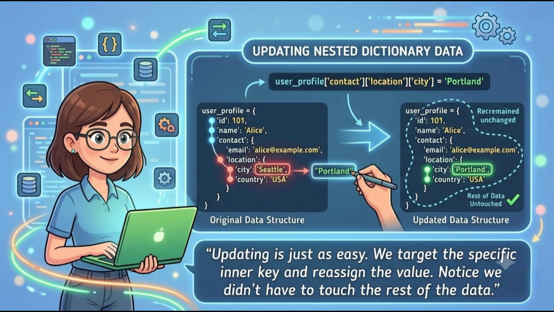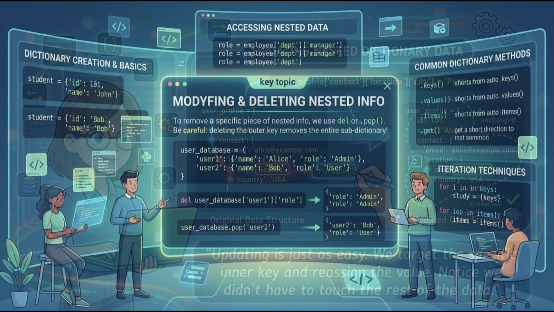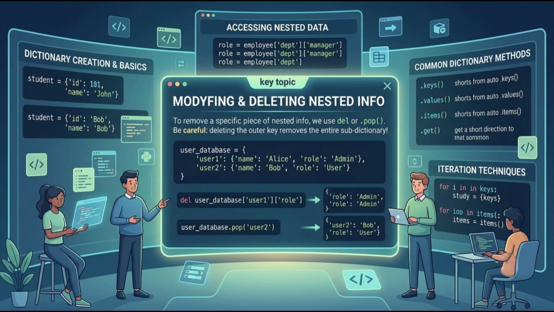Updating is just as easy. We target the specific inner key and reassign the value. Notice we didn't have to touch the rest of the data. To remove a specific piece of nested info, we use del or .pop. Be careful, deleting the outer key removes the entire sub-dictionary.